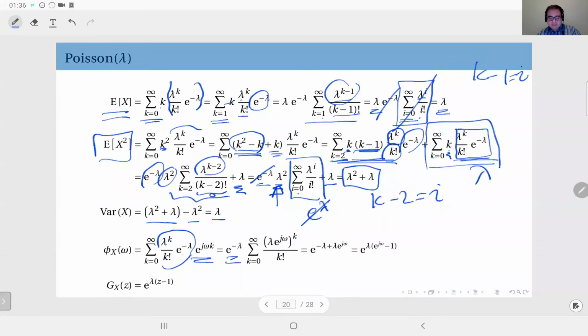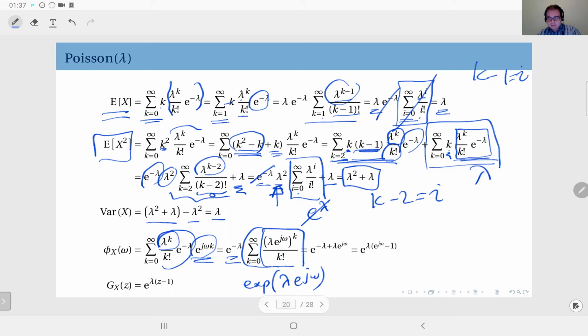And here I have lambda to the power k, and here e to the power j omega to the power k. So that is lambda times e to the power j omega to the power k, divided by k factorial. So this here, along with the sum, of course, is the Taylor series expansion for e to the power lambda times e to the power j omega.